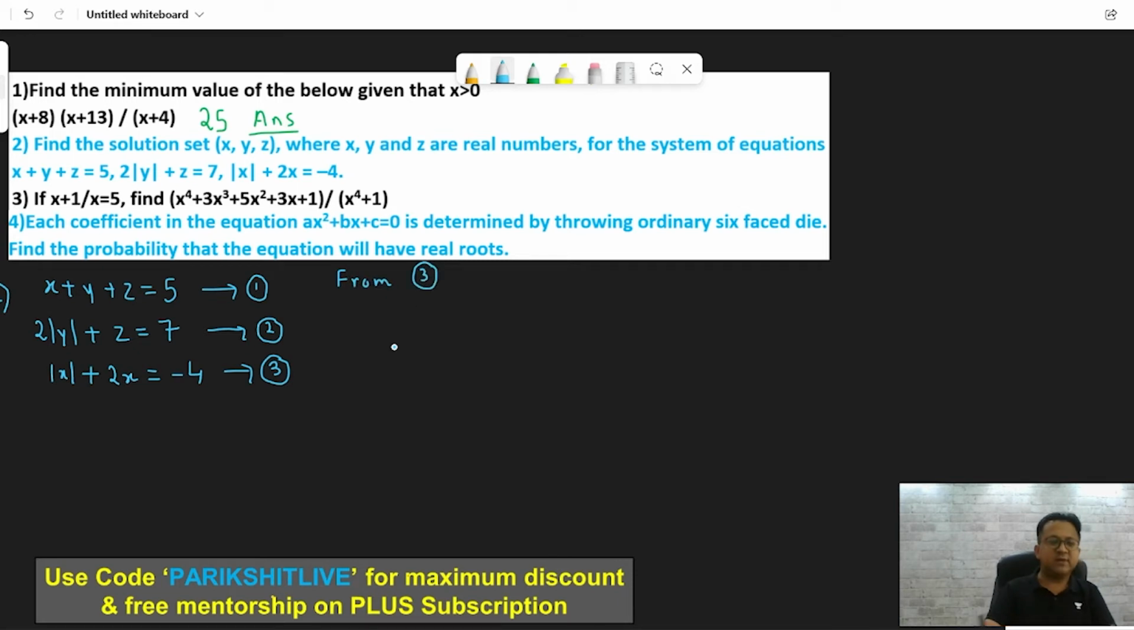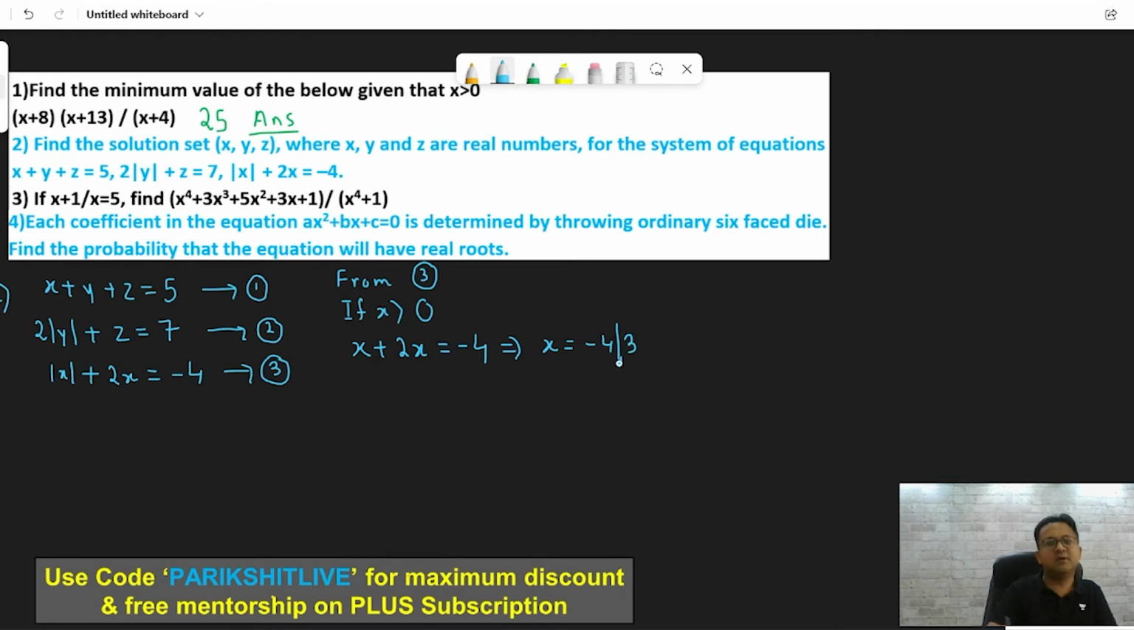In a modulus, there are 2 possibilities. When you open a mod, X can be greater than 0 and hence positive, or X can be less than 0 and hence negative. So let's say X is greater than 0. Then in equation 3, when the modulus opens up, you'll have a positive X plus 2X is equal to minus 4, which implies 3X is minus 4, or X is minus 4 by 3.